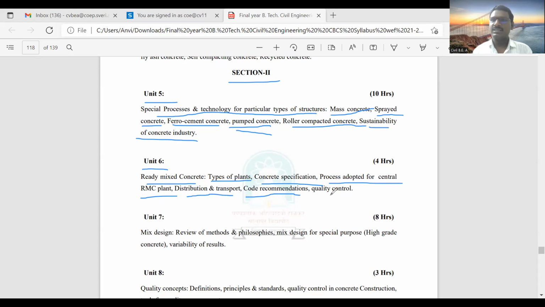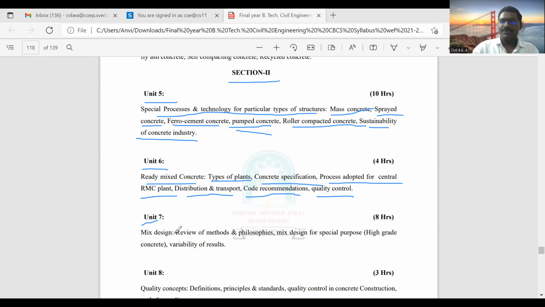Code recommendations, some of the codes are there. On the basis of those codes, we can mix the concrete in the RMC plant. Then quality control, we have to check how proper quality we have to maintain when we are making concrete in the RMC plant. So this is related to unit number 7, that is the RMC plant.